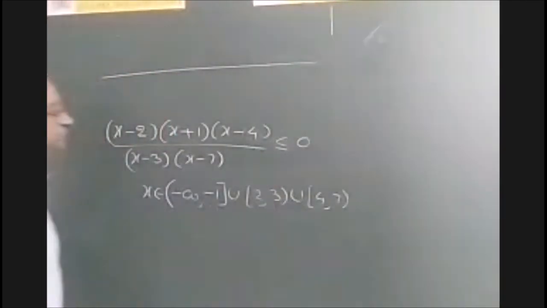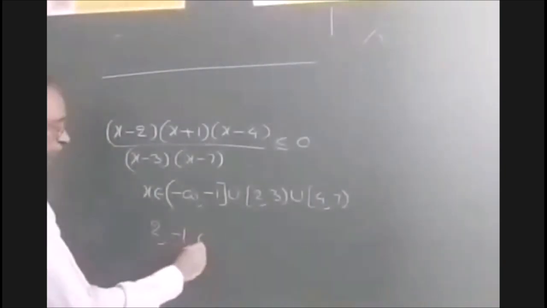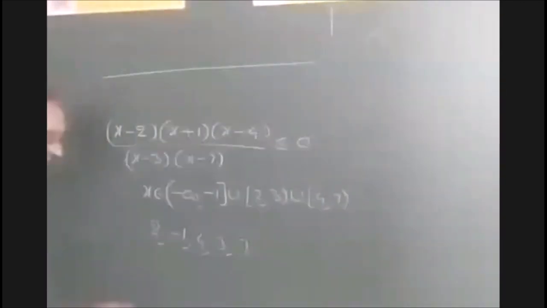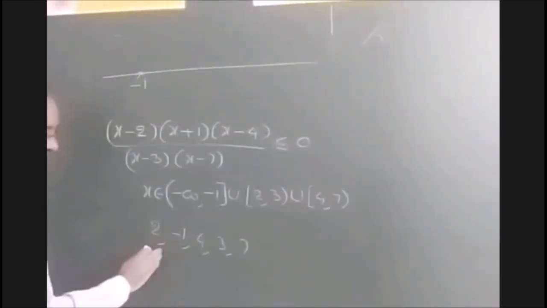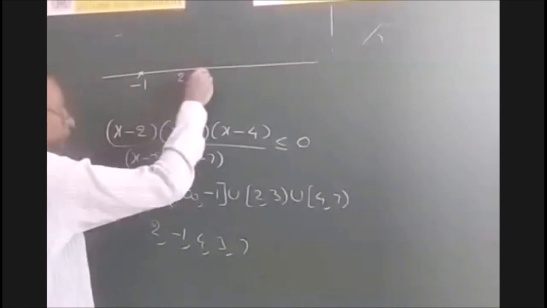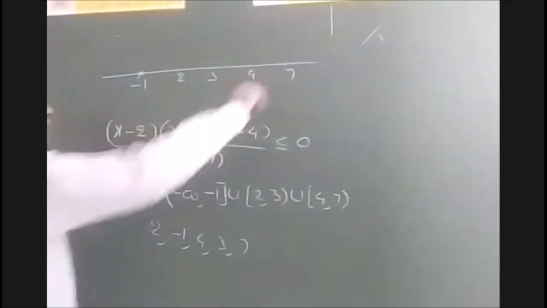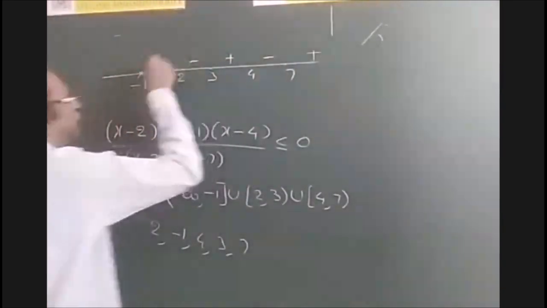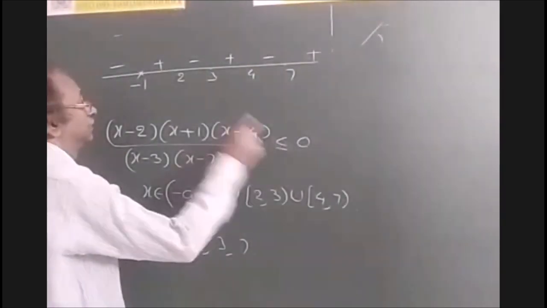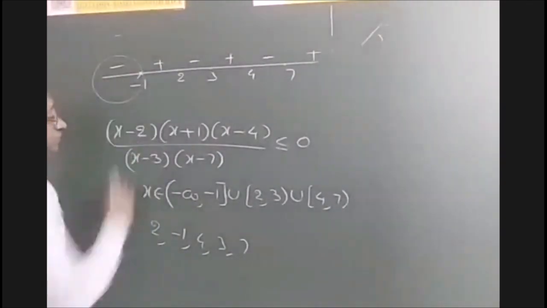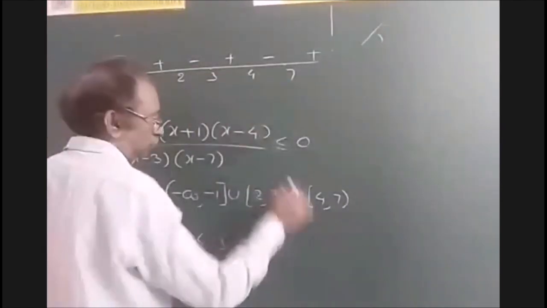So let us verify whether she is correct or not. What are the numbers? 2, minus 1, 4, 3, 7. So write them in increasing order. No need to use a scale, roughly: minus 1, 2, 3, 4, 7. Always start with plus, plus, minus, plus, minus, plus, minus like that. And now what is the question? Less than. So take the minus signs: minus infinity to minus 1, 2 to 3, and 4 to 7.